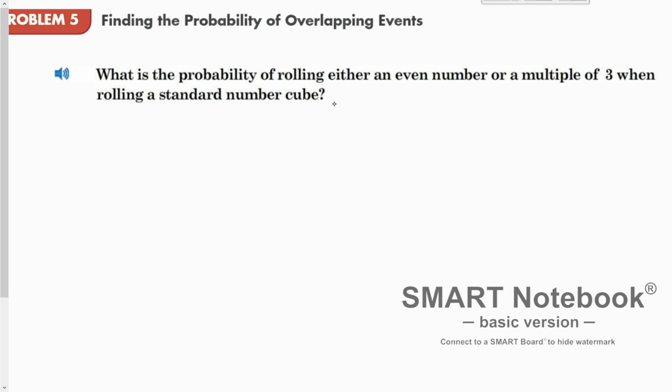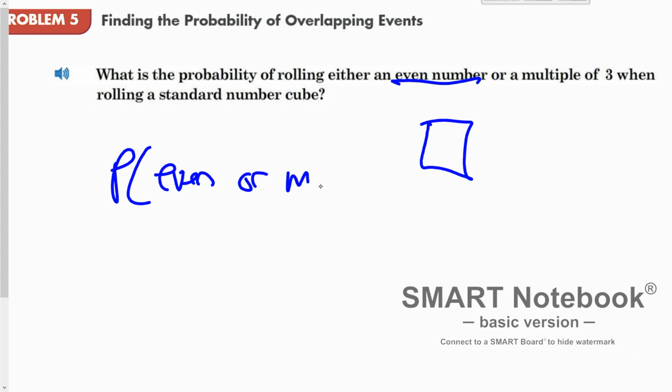So the probability of rolling either an even number or a multiple of 3. Okay, so I'm rolling just a number on a standard number cube, so 1 through 6. And how many are even on there? So the probability of even or multiple of 3. So that would be the probability of even, which is 3 out of 6, right? And then plus the probability of a multiple of 3.